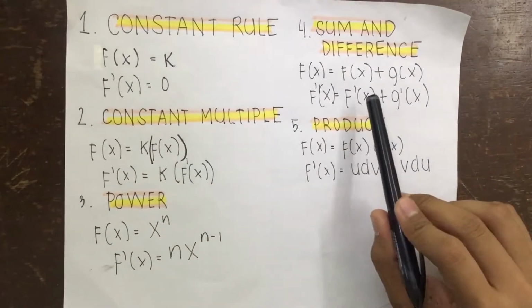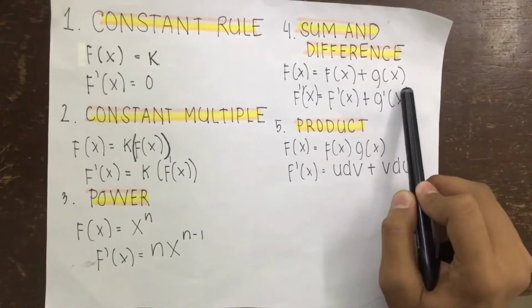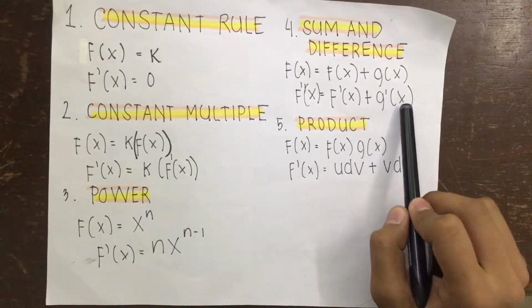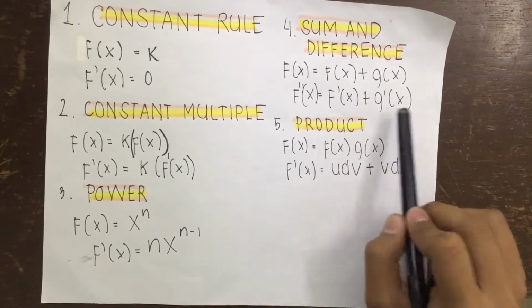Our fourth rule is the sum and difference rule. If you have a function equal to f of x plus g of x, then f prime of x is equal to f prime of x plus g prime of x. So we just simply get the derivative of each function.